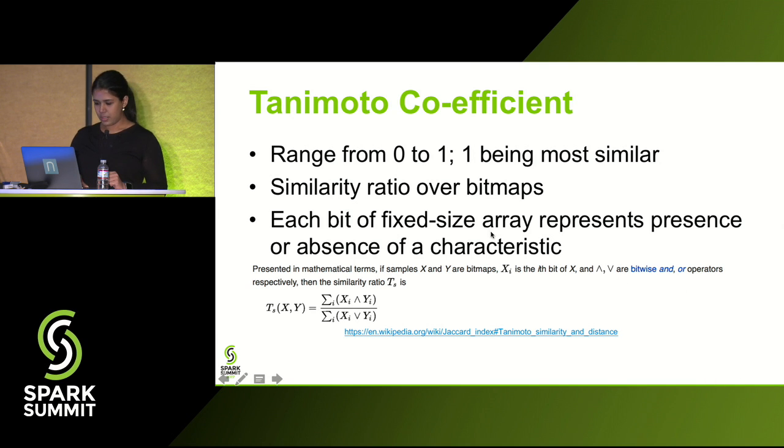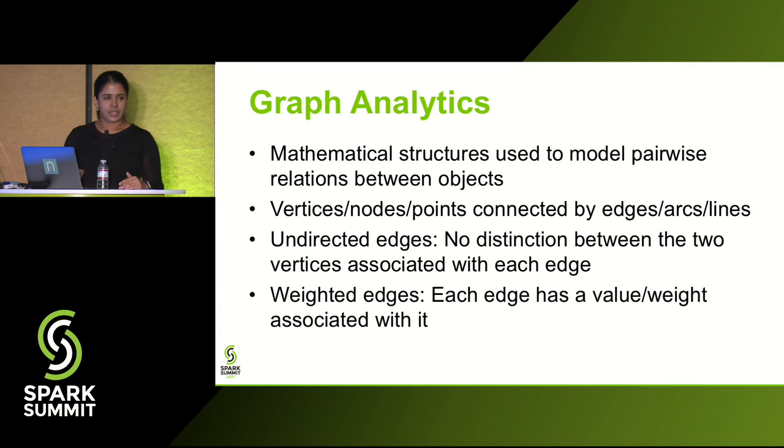You're free to look up the Wikipedia link for more information on it. Basically, each bit that you're coming up with represents the presence or absence of a characteristic. Okay, so we spoke about the data. We spoke about coming up with a metric, the Tanimoto coefficient, to understand the similarity between drugs. The next thing I want to talk about is graph analytics and how this can be useful.